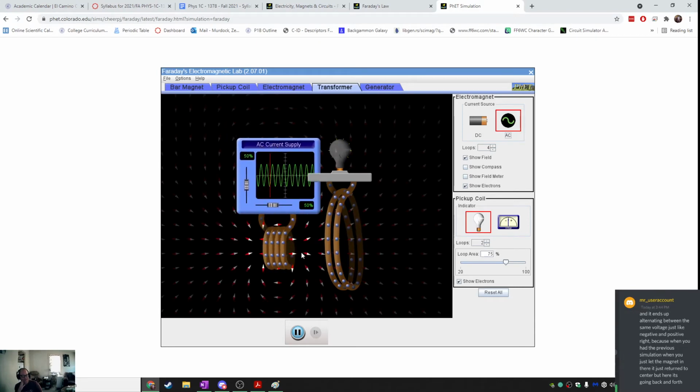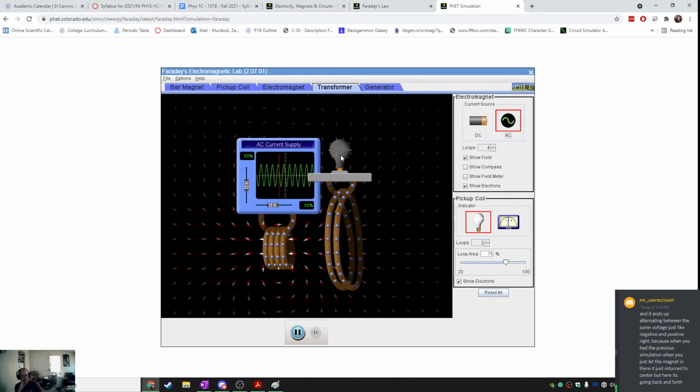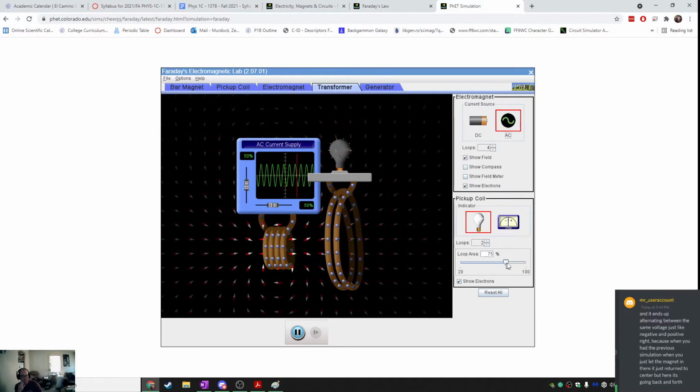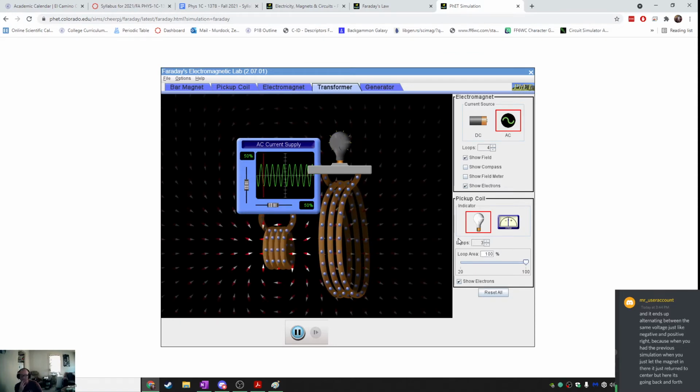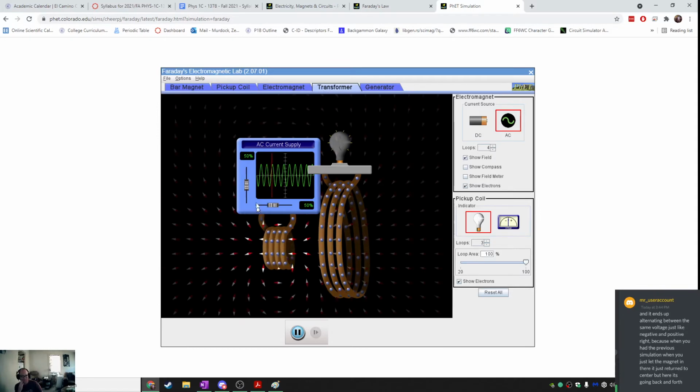So now we have an AC current supply, and it's now directly inducing a current in the other thing pretty much constantly. And we could, of course, amp that up if we just increase some things here. One thing that we can do is see what happens if we increase the size of the current. What happened? I'll go back to 50.